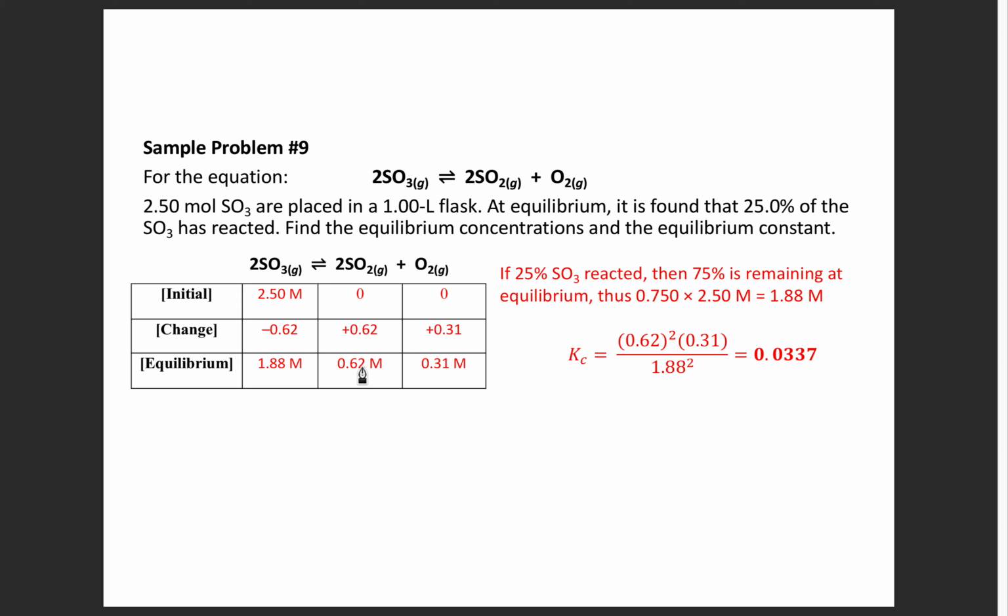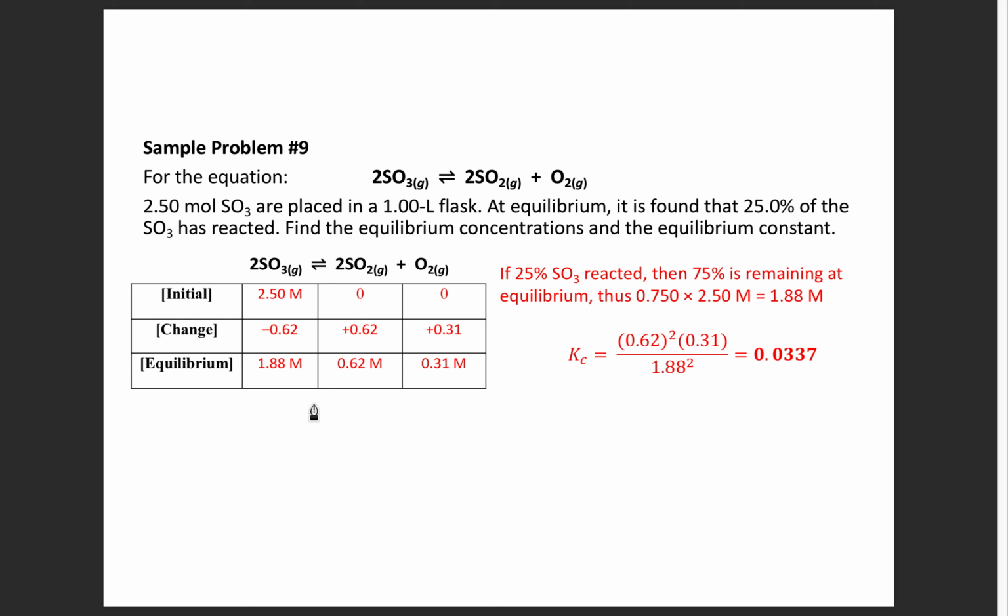at equilibrium. Now for the last part, oxygen, notice this is a 2 to 1 ratio. So since this is 0.62 moles per liter, this is going to be half that, 0.31 moles per liter, because it's a 1 to 2 ratio here. So there's your 1 to 2 ratio. So 0 plus 0.31 equals 0.31 moles per liter. So that's how you would fill this out.